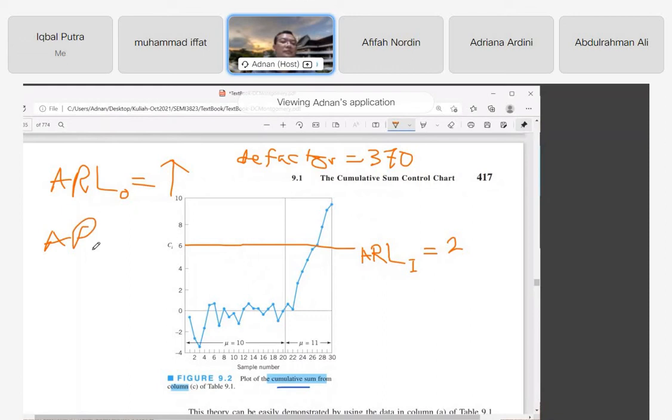ARL1 means how quickly you are able to detect when the process becomes unstable. We want it as quick as possible. Ideally we want it to be 1, but we are not always able to achieve that. We want it as quick as possible, because the longer we delay the detection, the bigger the loss gets.